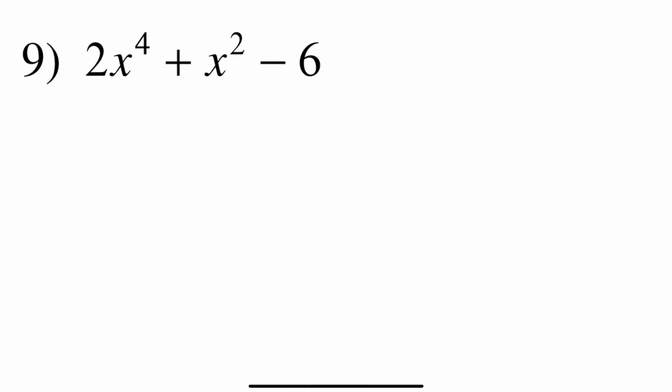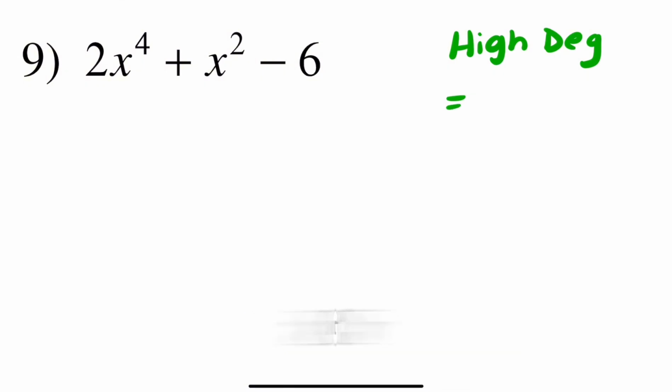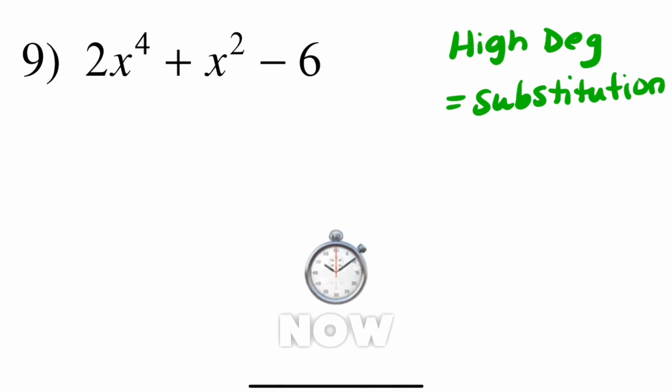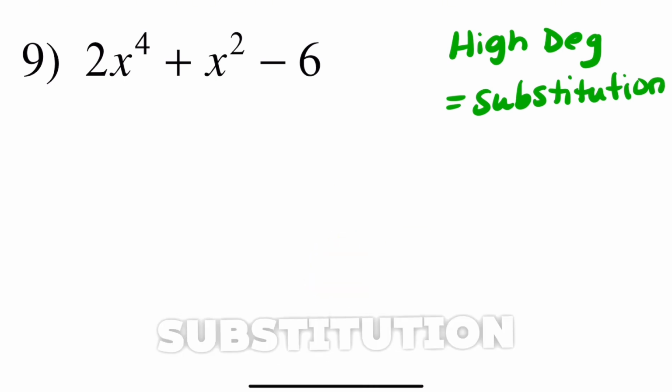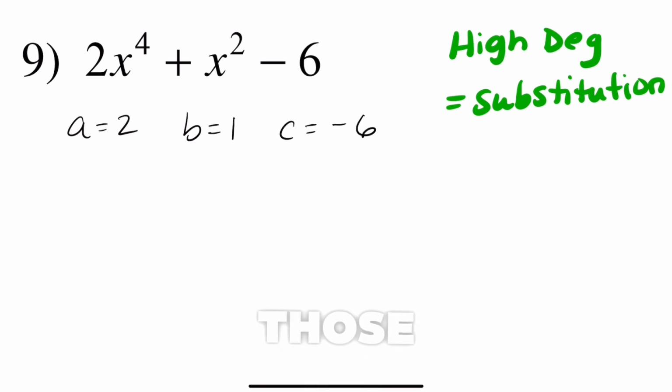Okay, so here we have a higher degree polynomial again. High degree normally means substitution, right? As you've learned now. High degree normally means substitution. We're just going to check to make sure we don't have a GCF before we start doing substitution, because you always should check for a GCF. So the A here is 2, B is 1, and C is -6. Do those share GCF? No.